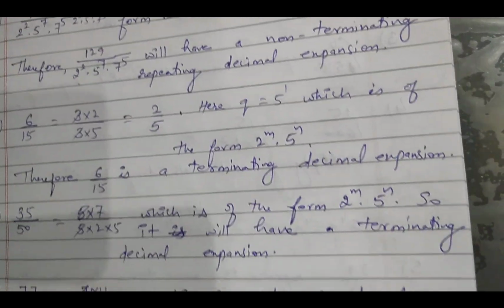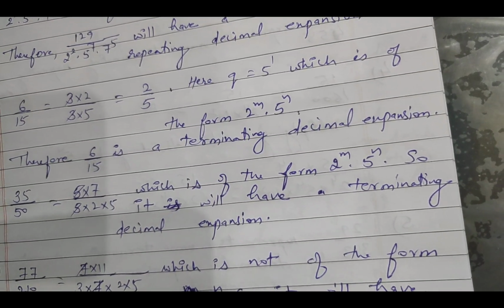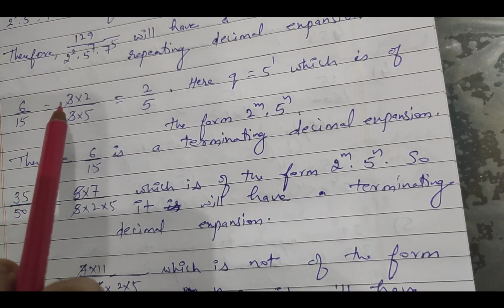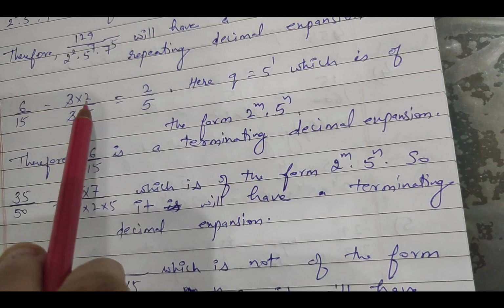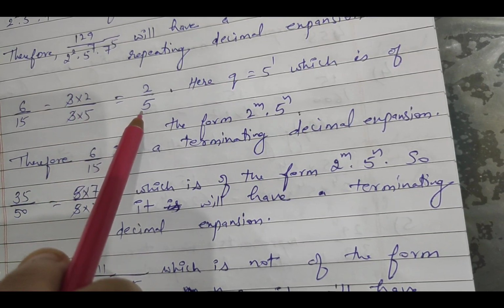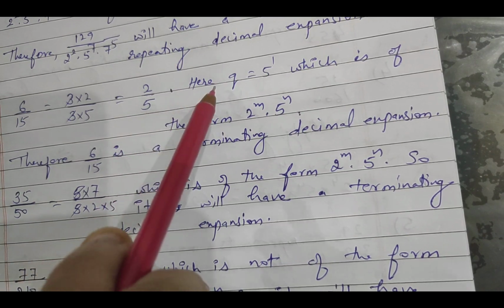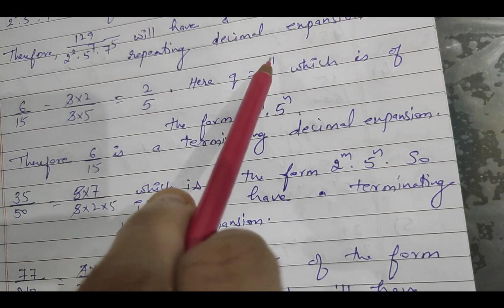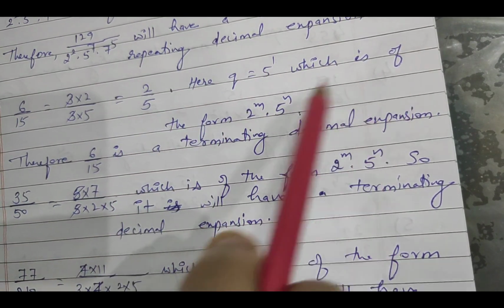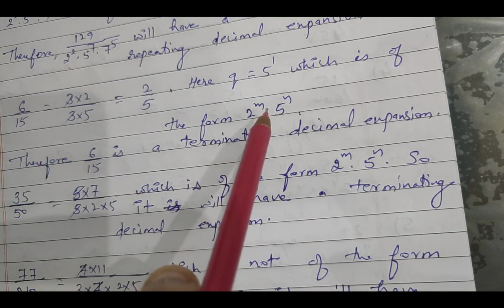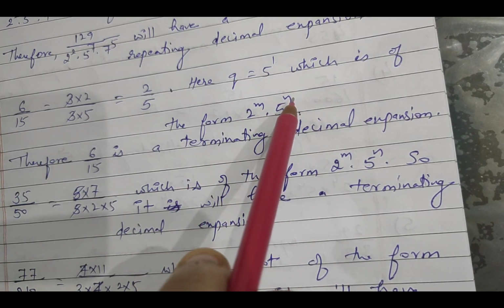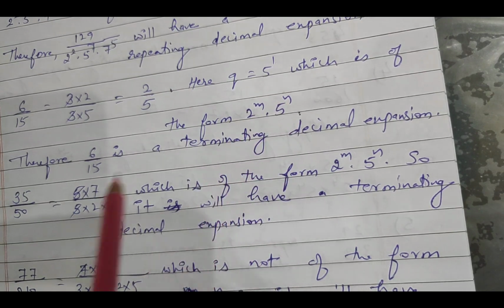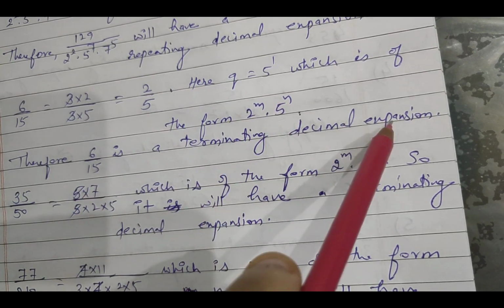Right? Next one, 6 upon 15. As you can see, here 3 gets cancelled. It is left with 2 upon 5. So 2 upon 5, here I can see Q is 5 raised to power 1, which is of the form 2 raised to power m into 5 raised to power n. Therefore, it is a terminating decimal expansion.